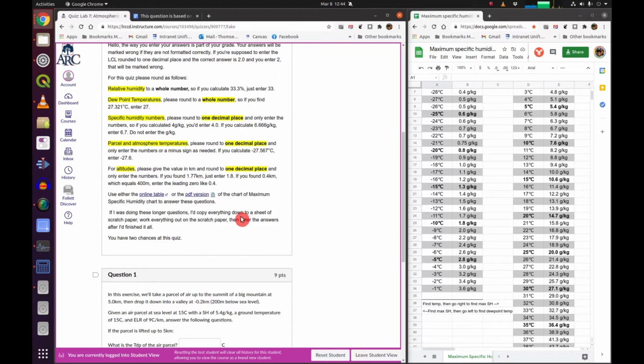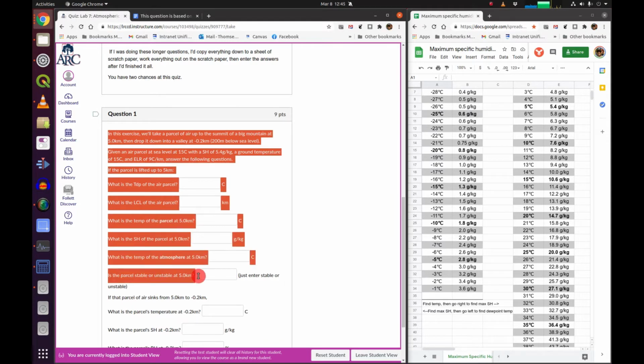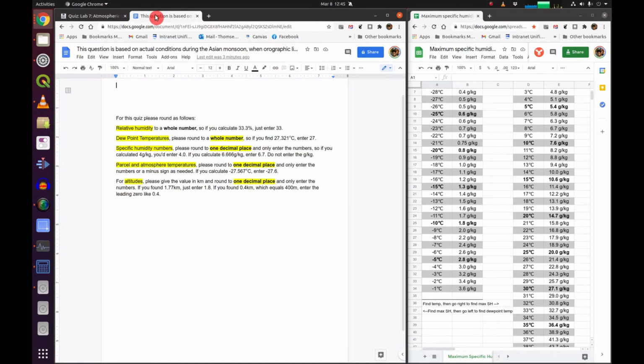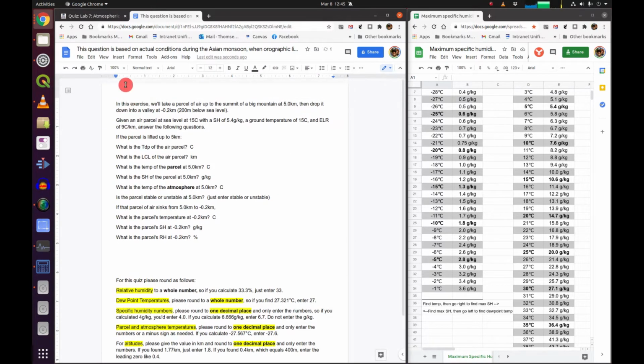If I was doing these longer questions, I'd copy everything down. So here we go. In this exercise, I'm just going to copy everything and paste it here. So in this exercise, we'll take a parcel of air up to the summit of a big mountain at 5 kilometers and then drop it down into a valley at negative 0.2 kilometers, 200 meters below sea level.